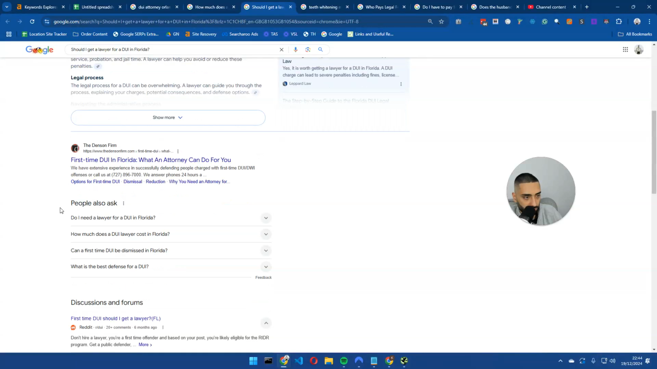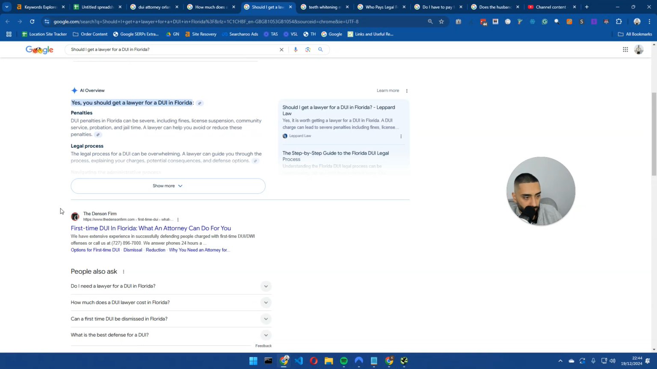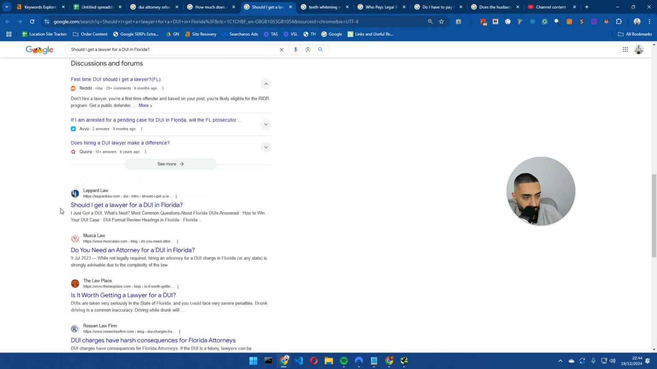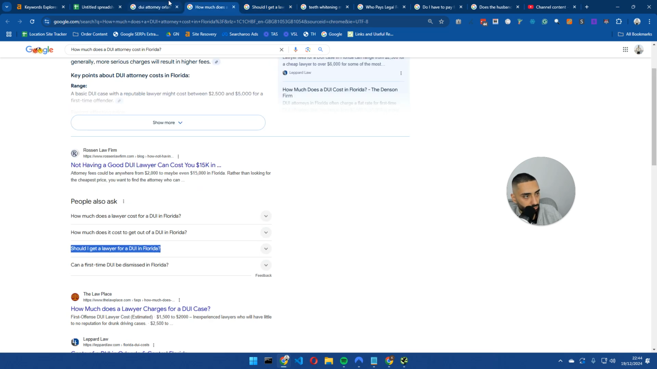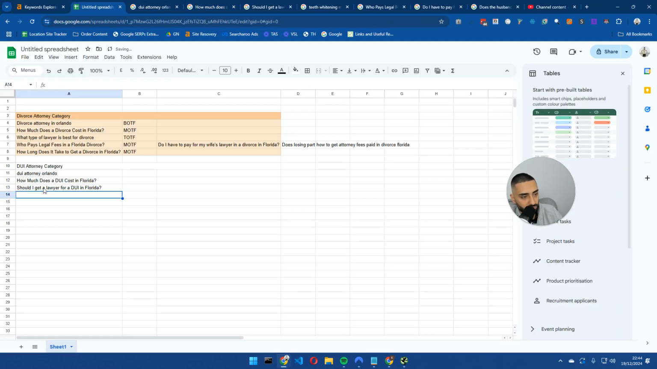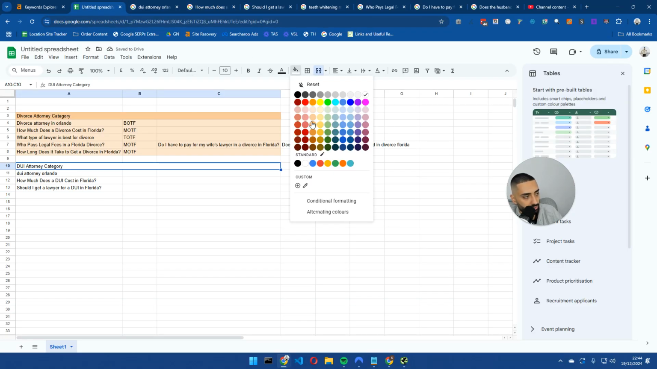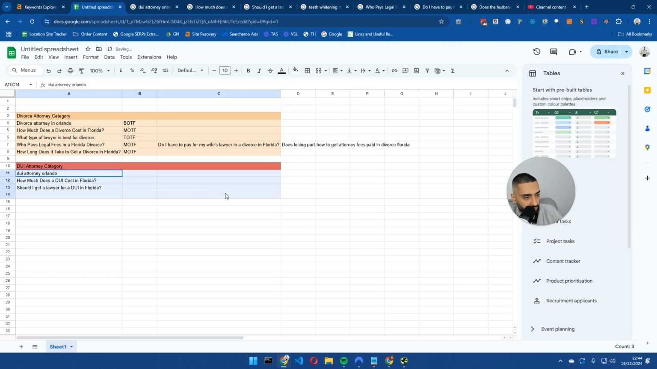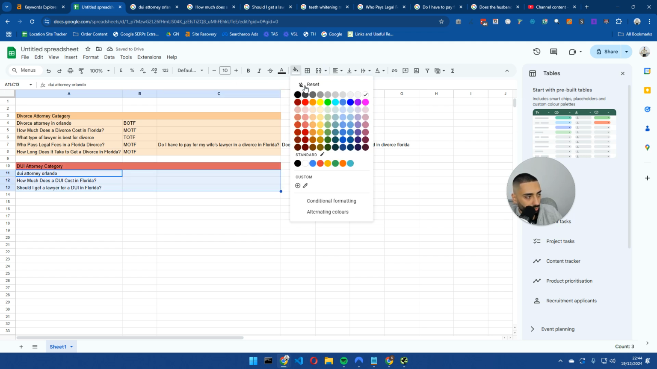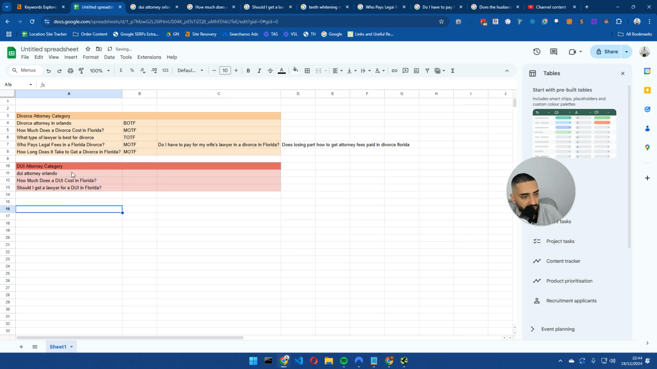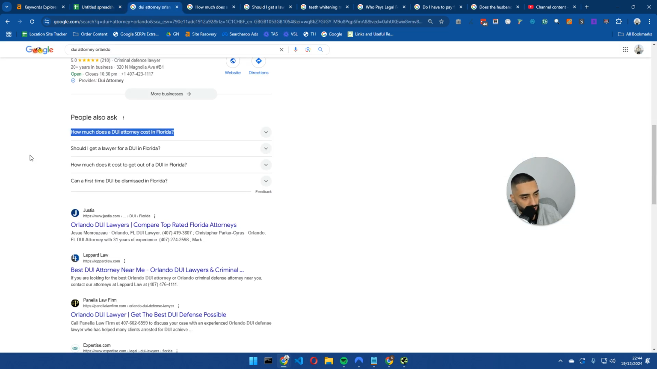So let's take a look. Should I get a lawyer for a DUI in Florida? Do you need an attorney for a DUI in Florida? Is it worth it? Yeah. So again, for that, I would get a page written about that. And again, I'm just going to color coordinate stuff so you guys can see it a little bit easier. But as you can see, we're starting to build out the topical authority for each section.